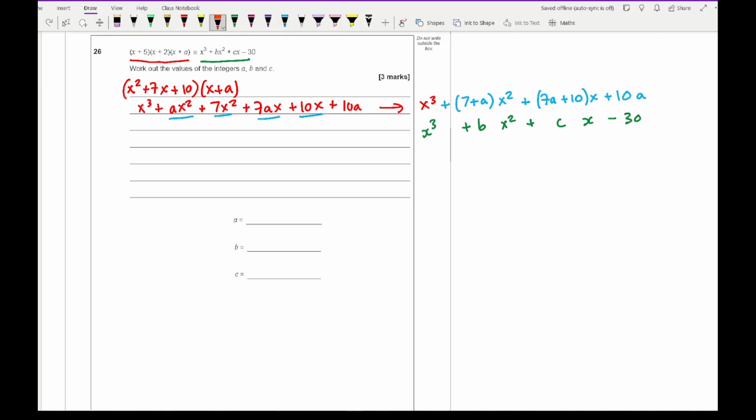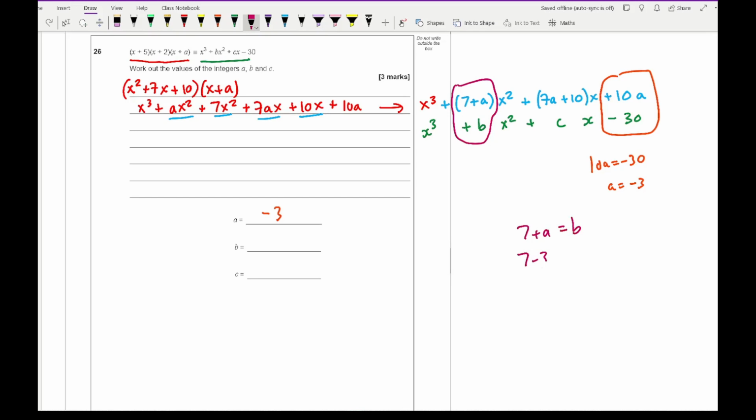Now comparing the coefficients, looking at a first: if 10a equals minus 30, then a is going to equal minus 3. So a equals minus 3. Then to work out b, what I need to use is this: 7 plus a equals b. With a equals minus 3, I've got 7 minus 3, which is 4.